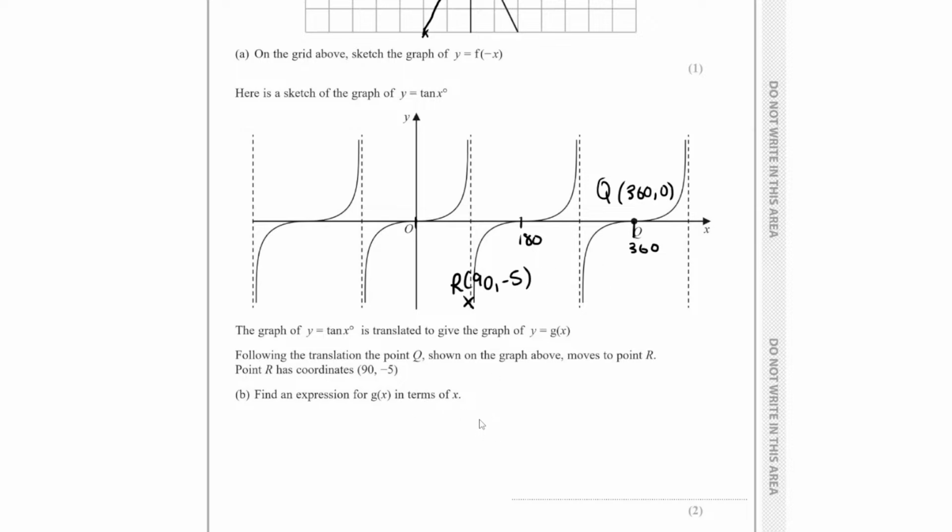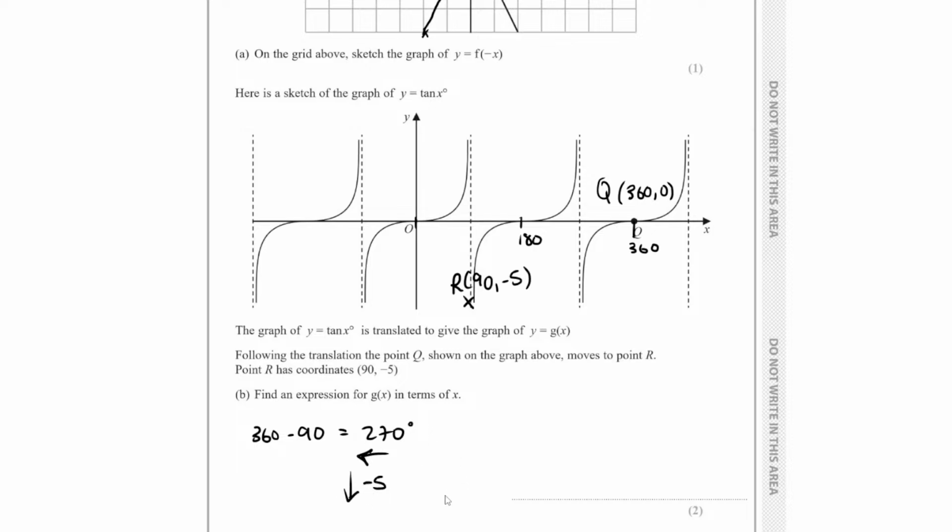Find an expression for g of x, so the new version of the graph, in terms of x. So we basically just need to apply the translation. You know how in part A they actually wrote it out like this, didn't they? We need to create a version of that to reflect what has happened. So first of all, figure out what's happened. Well, it's first of all moved across. It's moved across to the left by 270. And the down is pretty obvious. It's 0 to -5. It's obviously gone down by 5.